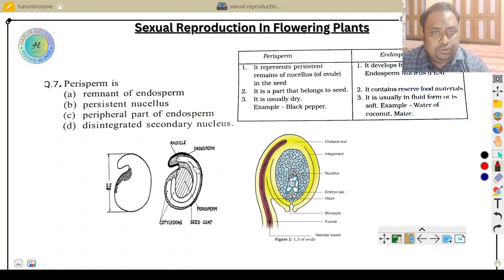So what is the difference between perisperm and endosperm? Perisperm represents the persistent remaining of the nucellus. Endosperm develops from the primary endosperm nucleus, PEN. It is the part that belongs to the seed. It is usually in fluid form, soft and watery, like the water of coconut and maize. But in the case of black pepper, the dry type of perisperm is present. Next question.